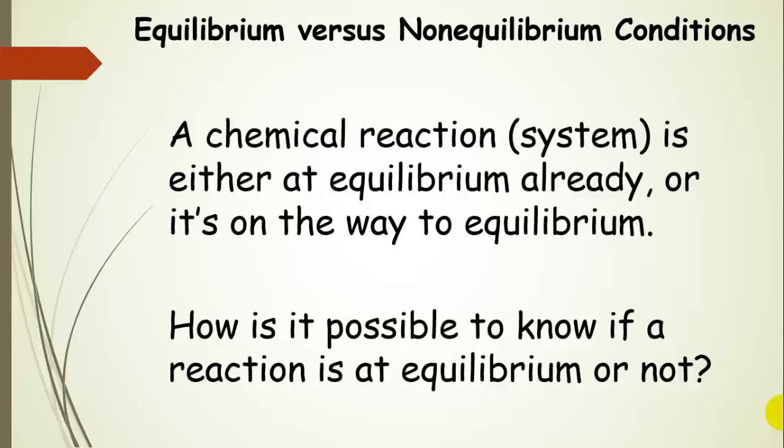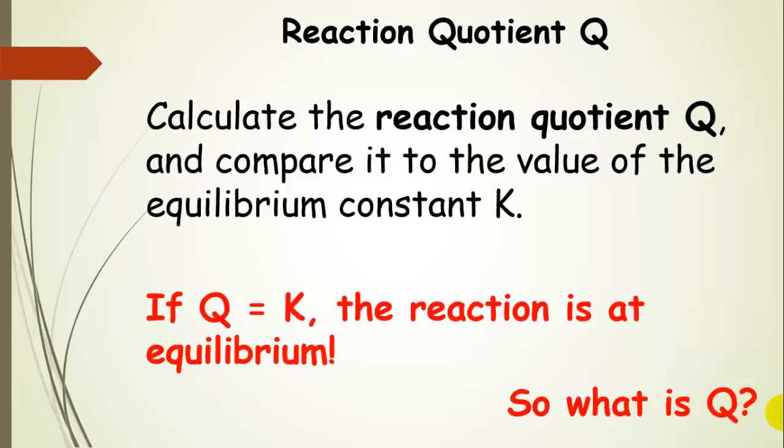The central concept in all of this is that a chemical reaction system is either at equilibrium already or it's on its way to equilibrium. So we want to figure out how to determine if a reaction is at equilibrium or not. And the way that we do that is with something called the reaction quotient Q. We can calculate the value for the reaction quotient and compare it to the value of the equilibrium constant K. And if those two values are equal, then the reaction is going to be at equilibrium already.